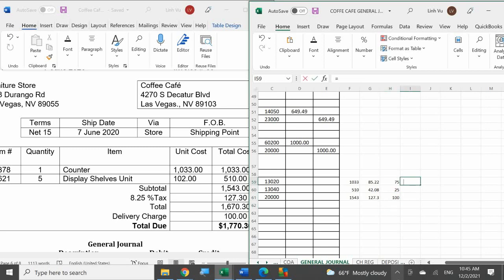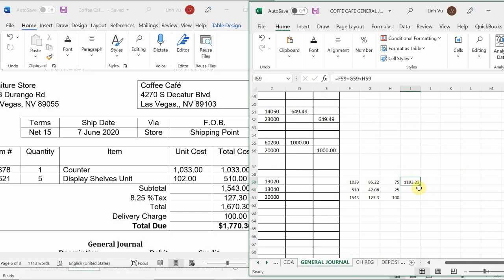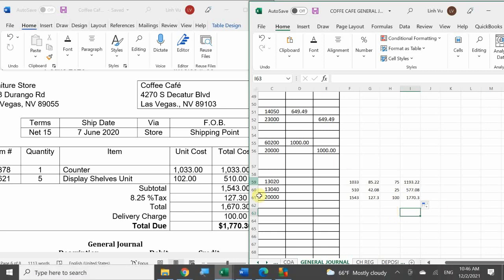So then let's add up my grand totals here. Okay. So here I get a grand total of $1,193.22 for my counter, and I got $577.08 for my display shelves, giving me a grand total of $1,770.30. So therefore, that is how I'm going to be splitting up everything.